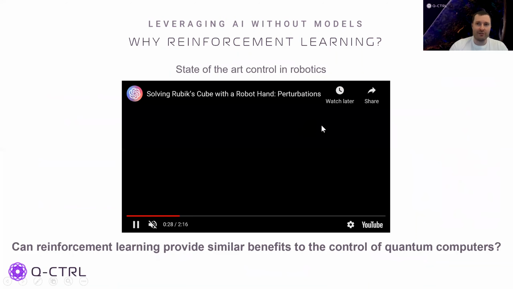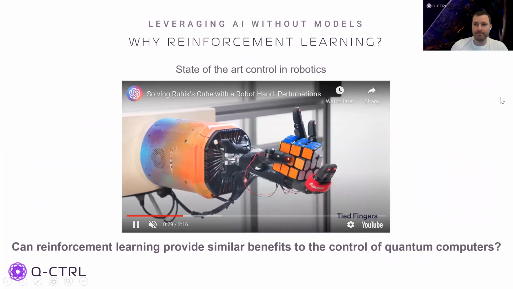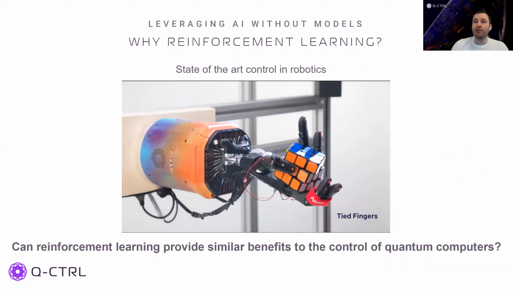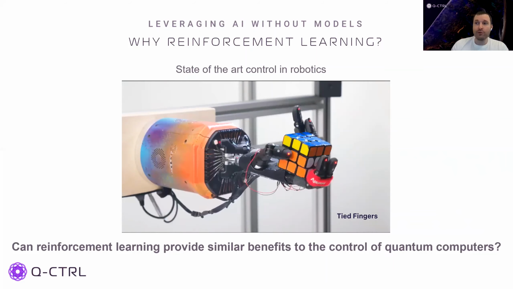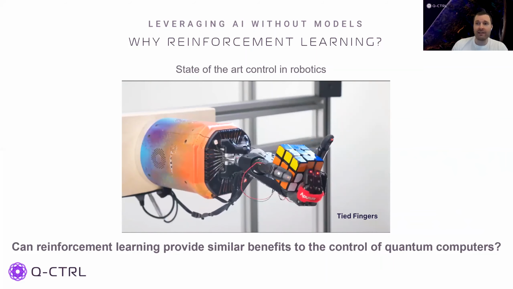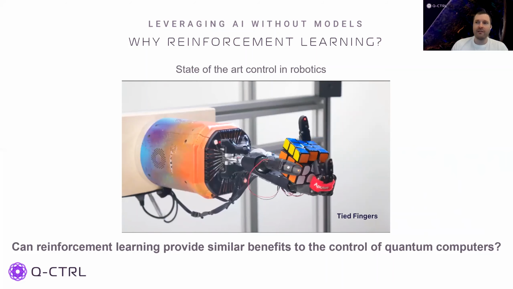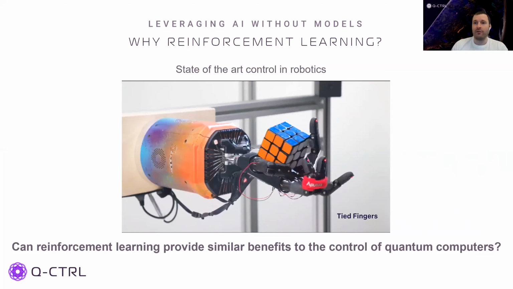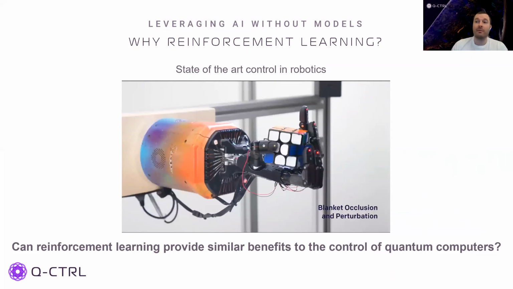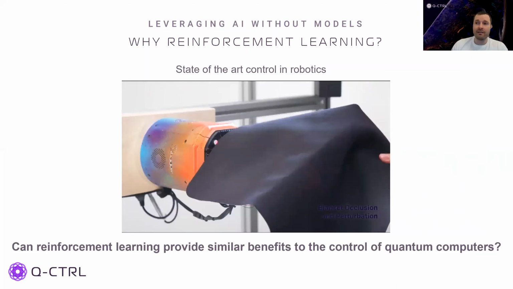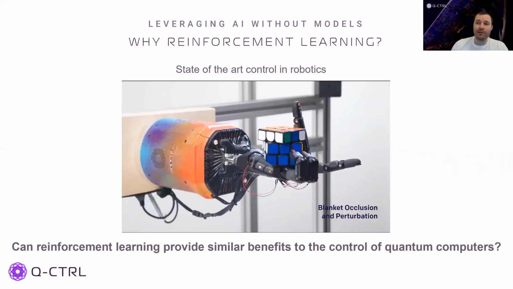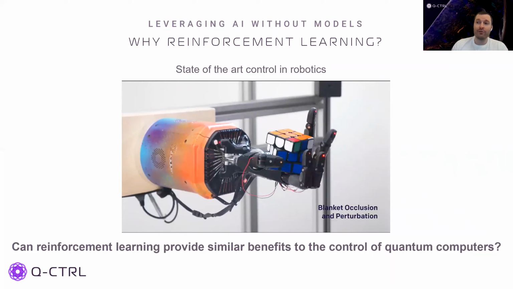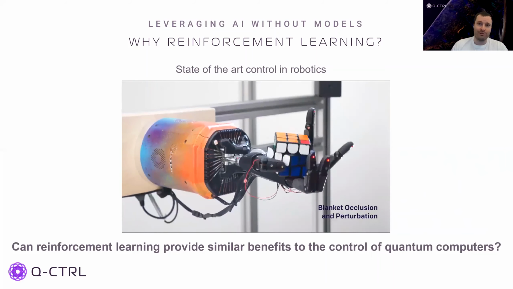Let's see a simple demonstration of the capabilities of reinforcement learning. Here you can see a reinforcement learning controller that was trained to complete a Rubik's Cube with a robotic hand. I won't show you the full movie, but during this movie, this poor robotic hand suffers many disturbances. Its fingers are tied, it is covered by a rubber glove, and at some point it is even attacked by a stuffed giraffe. And yet, in the end, it achieves its goal. We show here that reinforcement learning can provide similar benefits also to the control of noisy quantum computers.